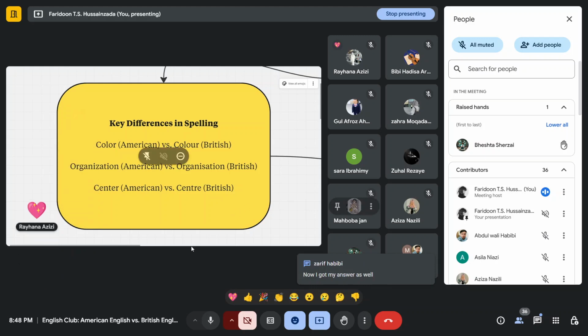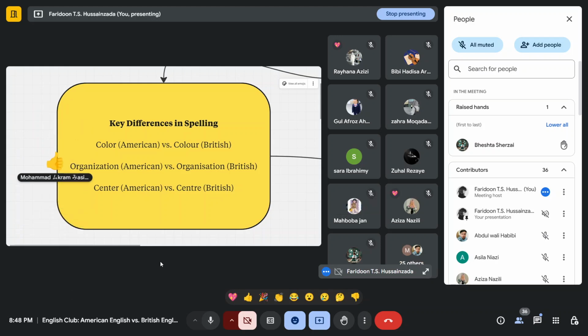And Bahishta has one more question, then we're gonna continue, or at least jump to the next slides. Go on, Bahishta. Okay, my question is, is the British accent actually older than the American accent, or do Americans speak in a way that is closer to older forms of English?